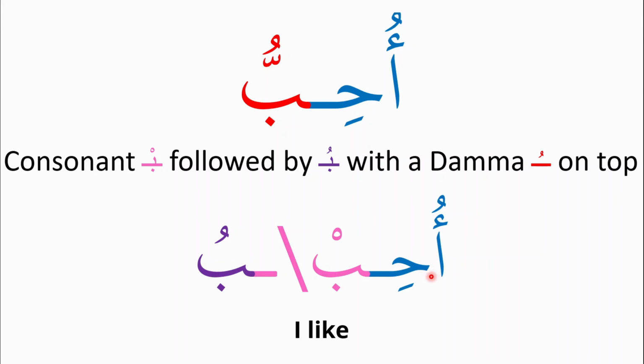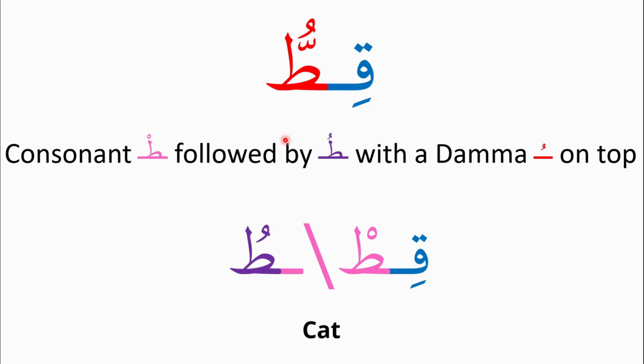So it's originally أحب, أحب, emphasizing on the letter ba. Another example for شدة with ضمة is the word قط, which means cat. This is the letter ta, has شدة with ضمة. It's made out of consonant ta followed by ta with ضمة on top. So it's like قط. But I don't say it this way, I say قط.